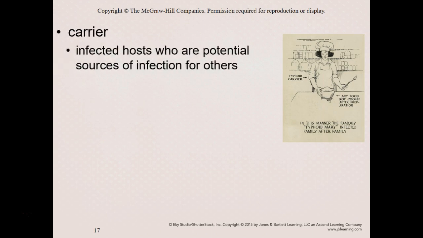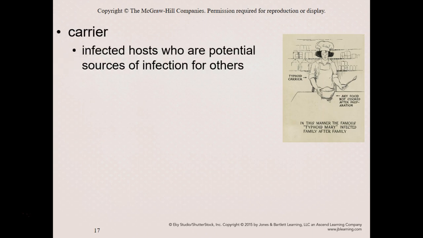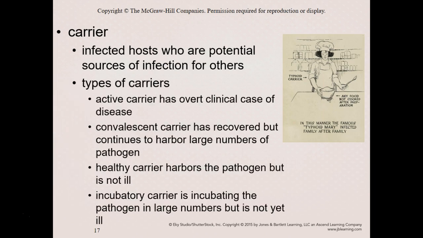And so this leads me to what a carrier is. A carrier is an individual that is carrying a pathogen and can infect other individuals with that pathogen. So you can have different types of carriers. You can have an active carrier. If you're an active carrier, you have the disease. If you have the chickenpox and you go to the grocery store with the chickenpox, you are actively spreading that disease. That's a bad thing.